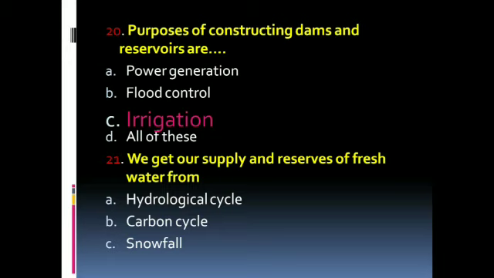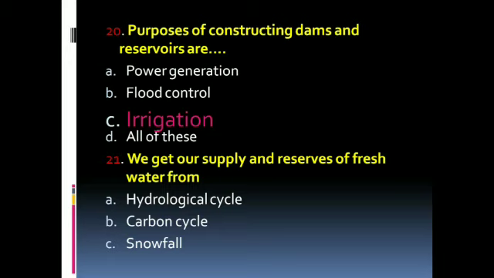Next question, we get our supply and reserves of fresh water from... So fresh water we are getting by the help of the water cycle, because the water evaporating from the sea surface or water transpired by the plants, as well as water evaporating from the land surface and inland waters, all that is going to form the clouds in the skies.